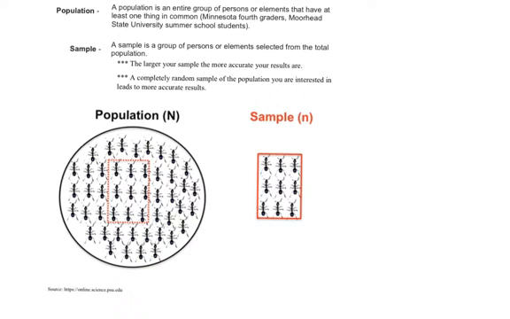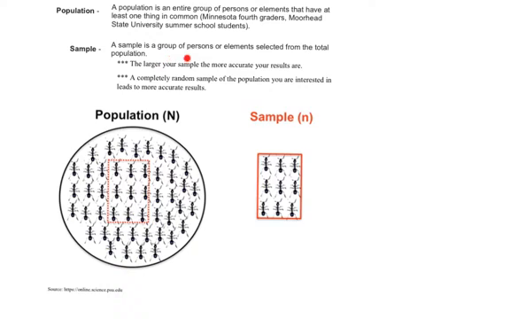First, we need to understand what a sample is. A sample is a group of persons or elements selected from the total population. To understand that definition, you need to know that a population is an entire group of persons or elements that have at least one thing in common. So Minnesota fourth graders, Moorhead State University summer school students, those are populations. And when you just pick a few of them out of there to survey or ask questions to, that's choosing a sample. And you have to choose a sample well to get accurate results.